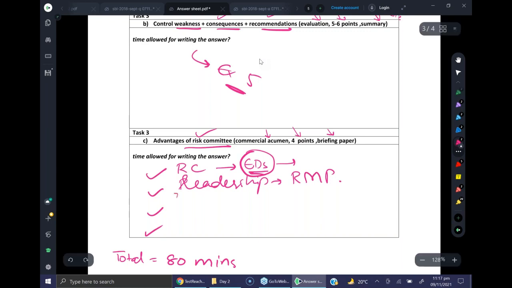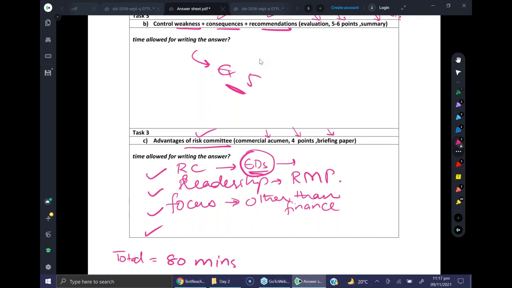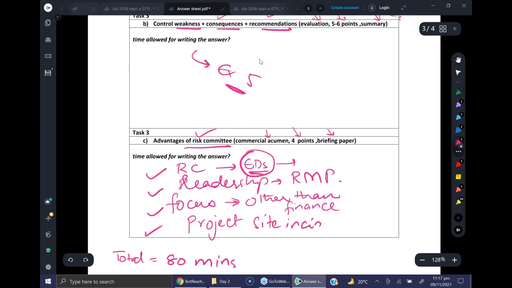Risk committee, if there is a proper risk committee, it will focus on risks other than finance and accounting, because all the people in audit committee are finance people, so they might be overemphasizing on audit related and accounting related risk or financial risk, so they might not be able to keep up with operational risks. And one of the problems with the current project site incident shows a lot of mismanagement of risks. So maybe having a risk committee will help identify and take care of these kind of risks.